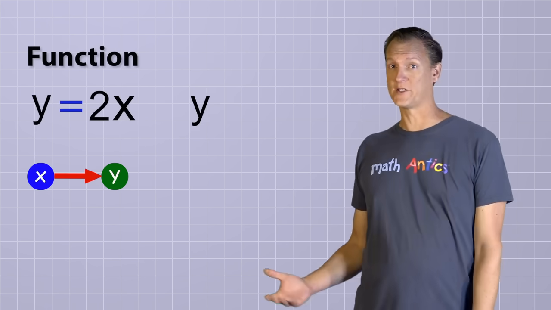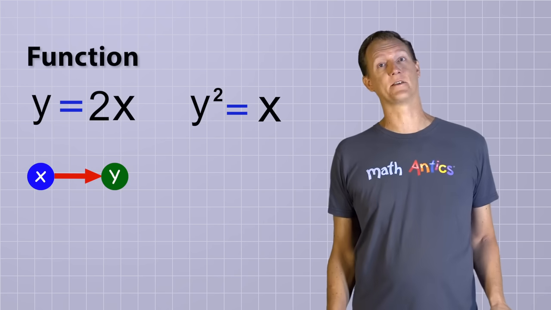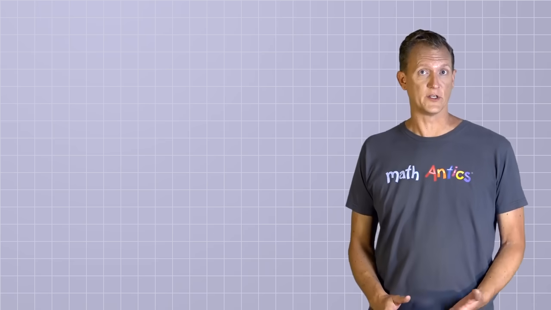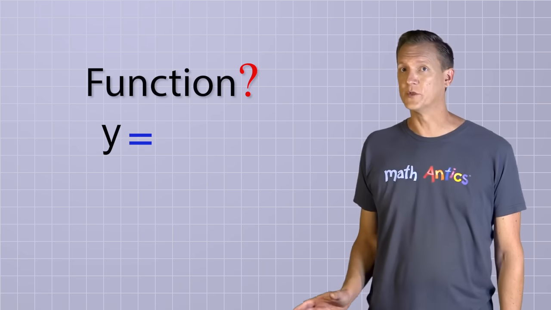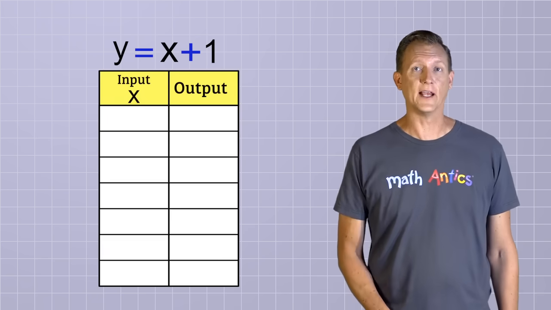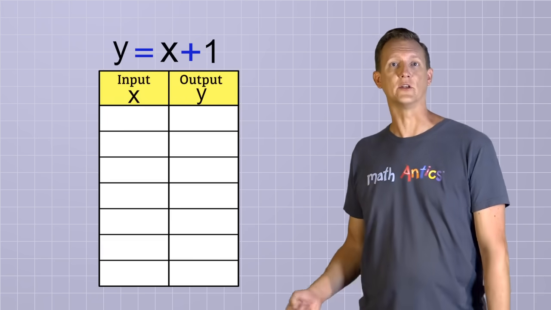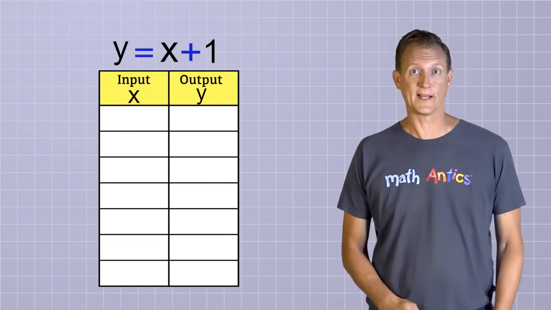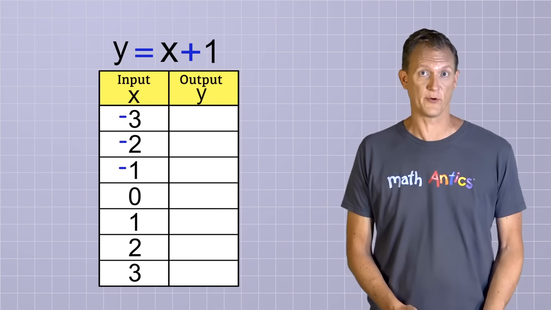But the equation y squared equals x does not qualify as a function because a single input can produce more than one output. Let's look at another simple algebraic equation to see if it's a function. y equals x plus 1. Again, the x values will be inputs, the domain, and the y values will be the outputs, the range. Let's quickly generate a function table for a few possible input values, like the integers -3 through +3.